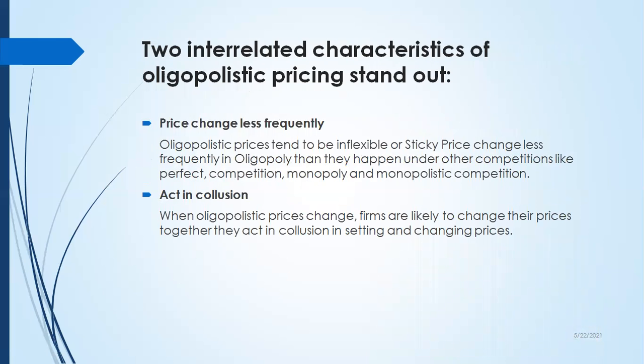Let's look at two interrelated characteristics of oligopolistic pricing. In this market, prices change less frequently. Oligopolistic prices tend to be inflexible or sticky, because they happen differently from other markets like perfect competition, monopoly, and monopolistic competition. Acting in collusion: when oligopolistic prices change, firms are likely to change their prices together. They act in collusion in setting and changing prices.